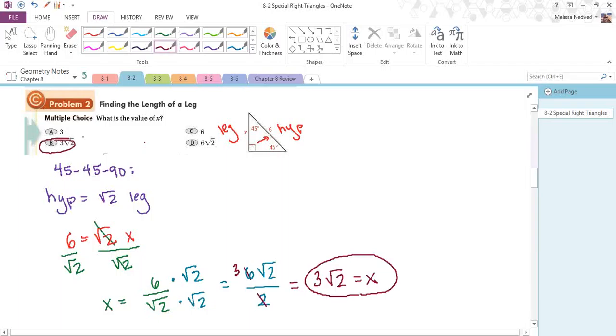Again, that's the process of rationalizing the denominator. We do not want to have radicals in the bottom of our fractions anytime, not just with special right triangles, but anytime that you're going to give an answer. So you'll want to make sure in your homework that you're doing that rationalizing the denominator process to make sure that you get the full credit for those problems.